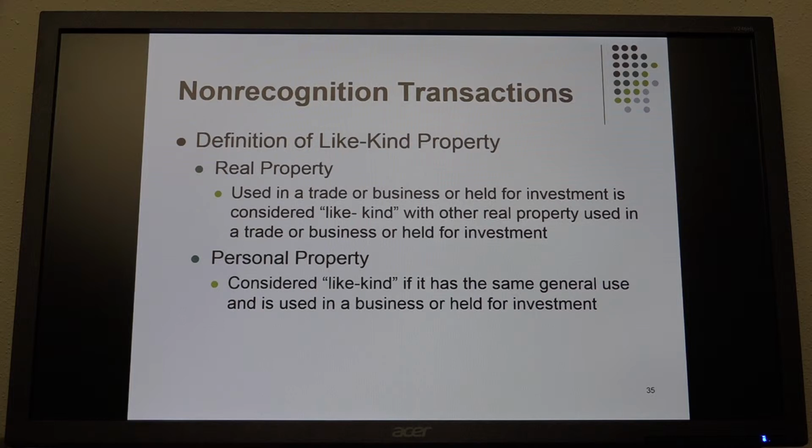Well, it just says that Treasury regulations explain that tangible personal property qualifies as like kind if the property transferred and the property received are in the same general asset class in Rev Proc 87-56. In simpler terms, for personal property to qualify as like kind property, the property given and the property received must be almost exactly the same.